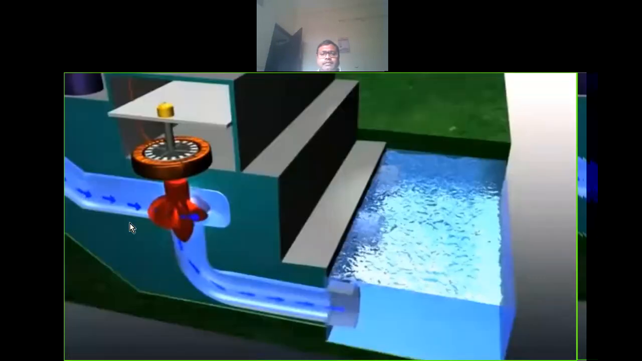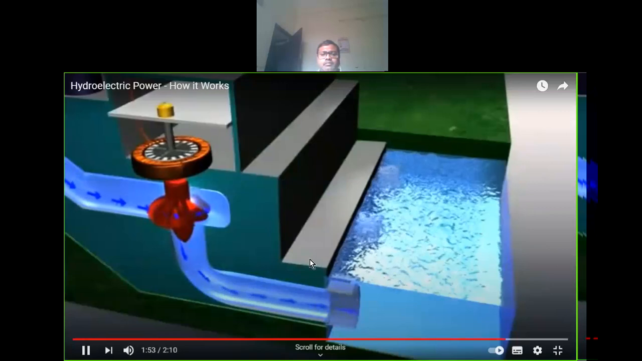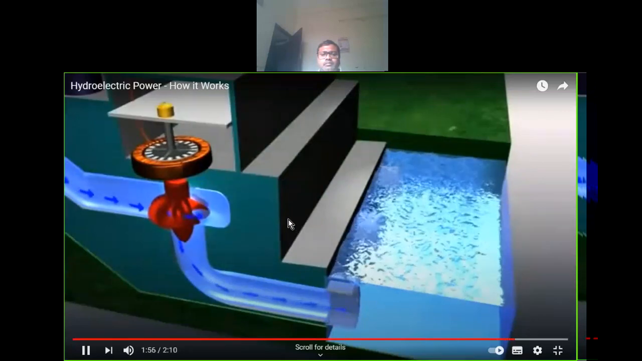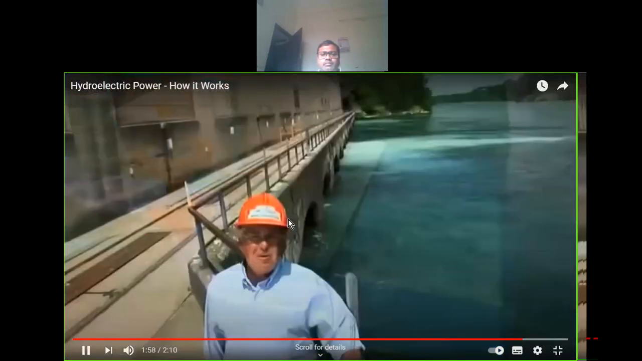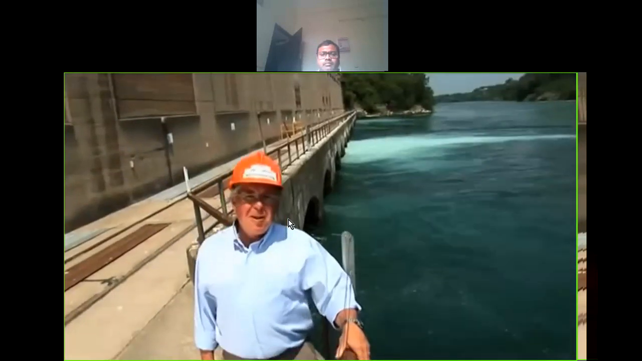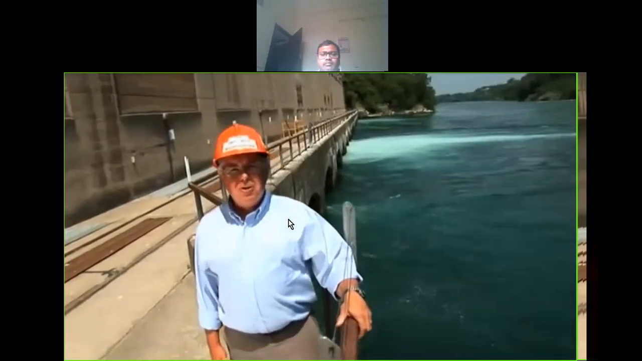The falling water, having served its purpose, exits the generating station to the tail race, where it rejoins the mainstream of the river to continue the cycle of creating clean, renewable energy for Ontario.